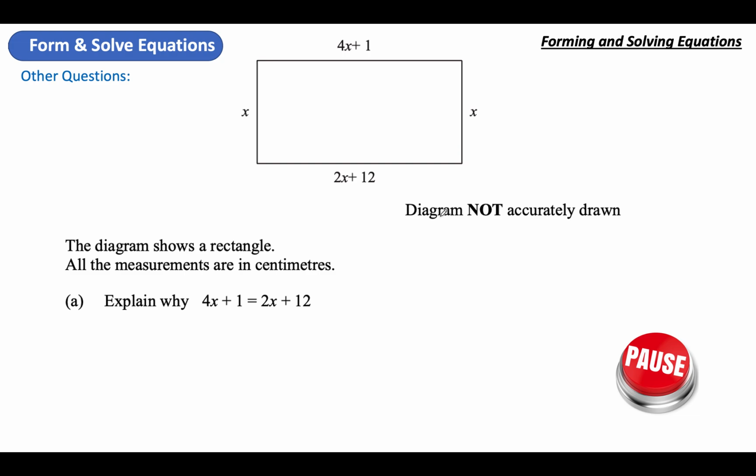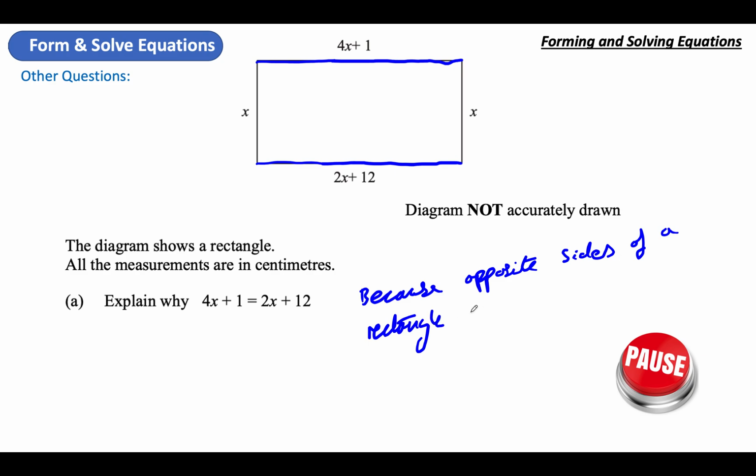Okay, right. Let's go. Why do they equal each other? Well, because these are the sides on a rectangle. And opposite sides on a rectangle are equal, aren't they? You know, top and bottom will be the same length, which is why 4x plus 1 equals 2x plus 12. So you would write in an exam, opposite sides of a rectangle are equal.